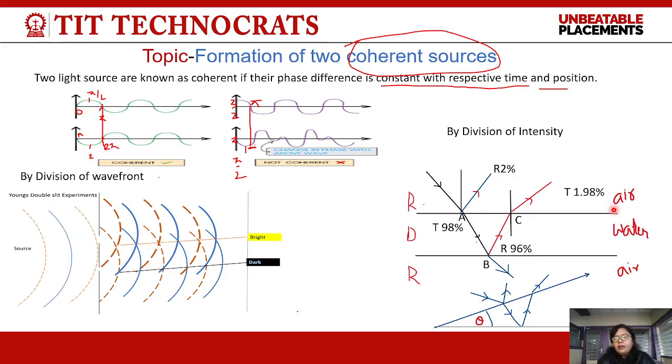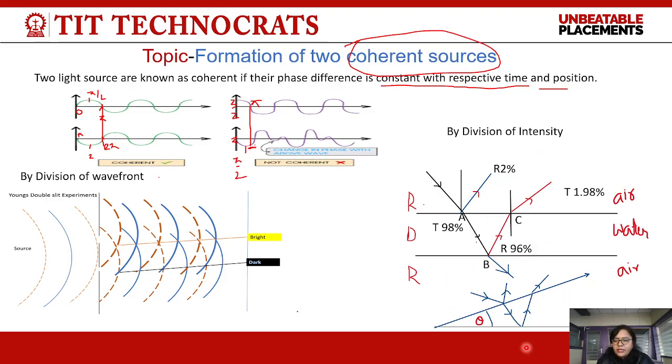So 2% intensity and 1.98% intensity are nearly equal. Therefore, we can say that these two lights are capable of producing an interference pattern, because they are both produced by the same light source and they are vibrating at the same frequency. So they make two coherent sources. One coherent source is produced by the wave reflected from point A, and the other is reflected from point C, and both have the same amplitude. In this way, the two coherent sources are produced due to the division of intensity. We have seen here that the intensity is divided.